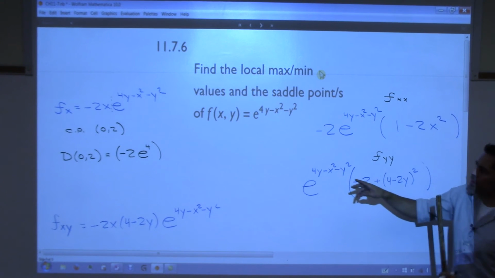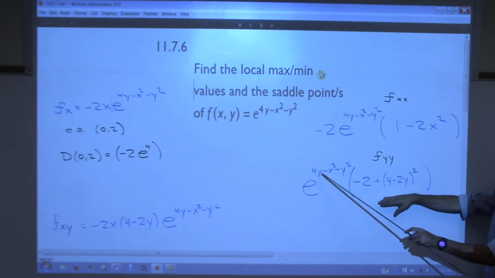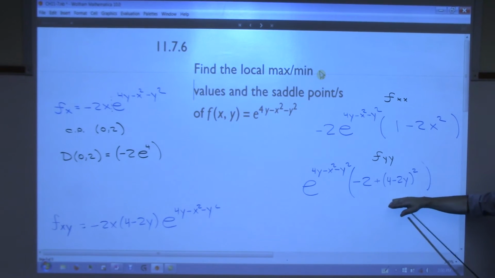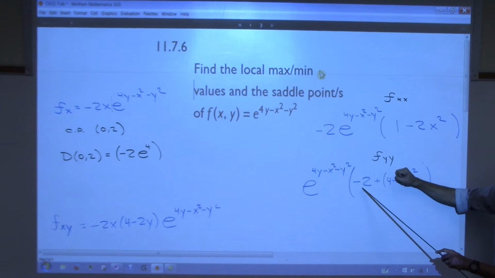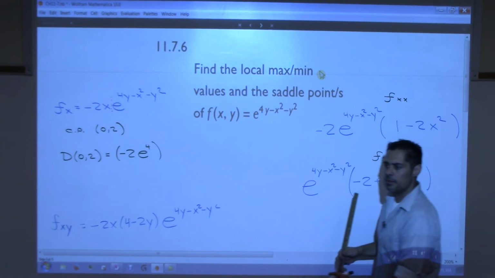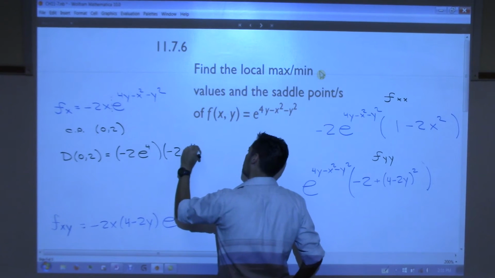Now I need to plug 0, 2 into this. E to, we already did that. Didn't that come out to be e to the 4th? Y is 2. Hey, check it out. 2 times 2 is 4. 4 minus 4 is 0. 0 squared, 0. And voila, I've got another negative 2 times e to the 4th again. Yeah? They won't always be the same.